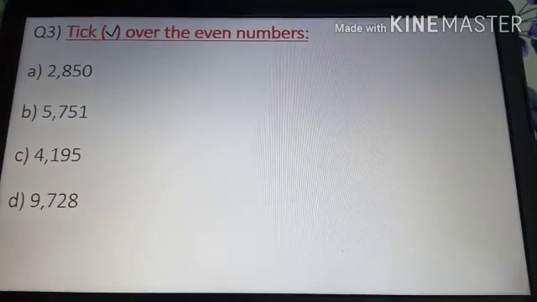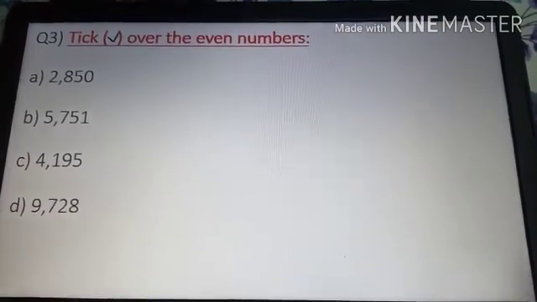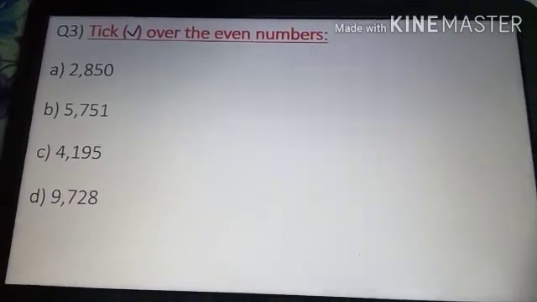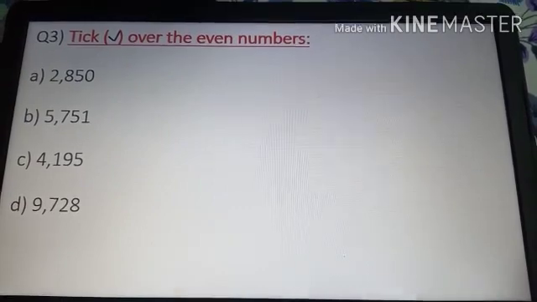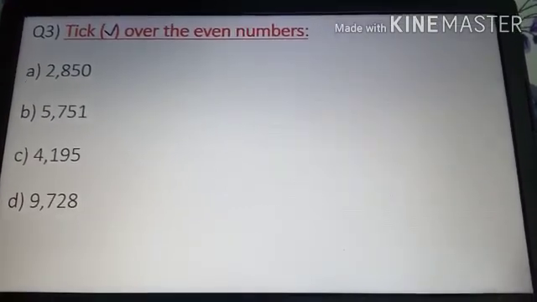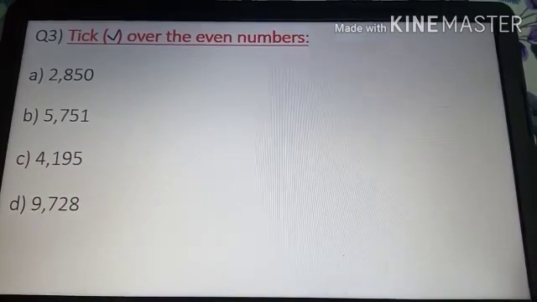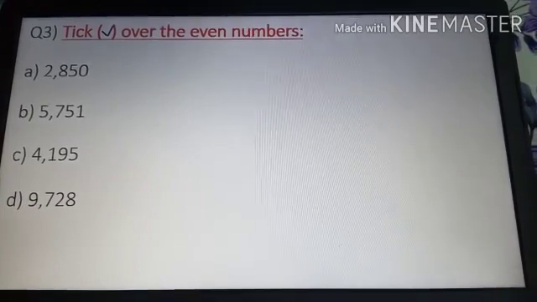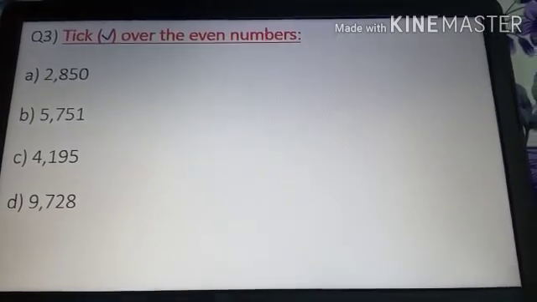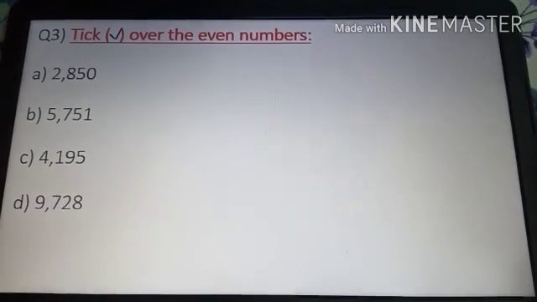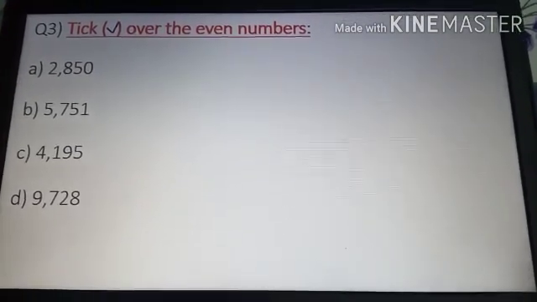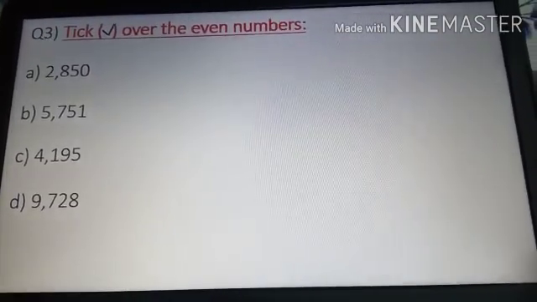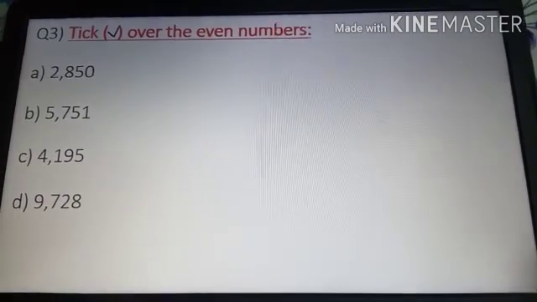Today our question number 3 is: tick the even numbers. Here, children, you may see 4 numbers are given. The first number is 2850. Next is 5751. C number is 4195, and the last number is 9728. Now we have to find out which numbers are even, and we have to put a tick in front of the even numbers. Now we will check this.